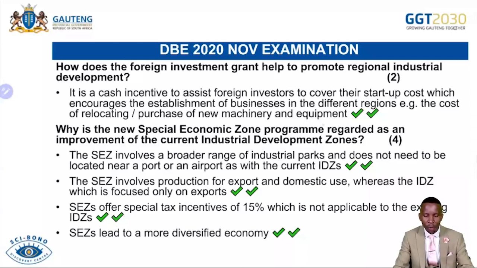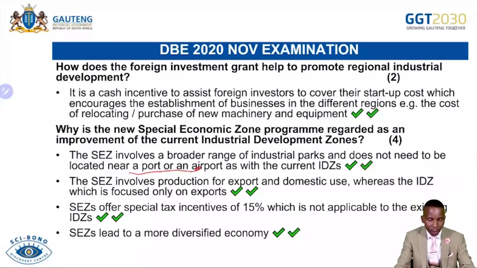Why is the new Special Economic Zone program regarded as an improvement of the current industrial development zones? Remember that the SEZ is much more complex and open as compared to the IDZ. It has a wide scope as compared to the IDZ. The IDZ mainly attracts businesses that are willing to export goods into the global market, while the SEZ can attract exporting businesses and locally producing businesses, small businesses, even large businesses. And then we say here, the SEZ involves a broader range of industrial parks, and it does not need to be located near ports. So they can be located anywhere, unlike the IDZ that is located near airports and seaports.